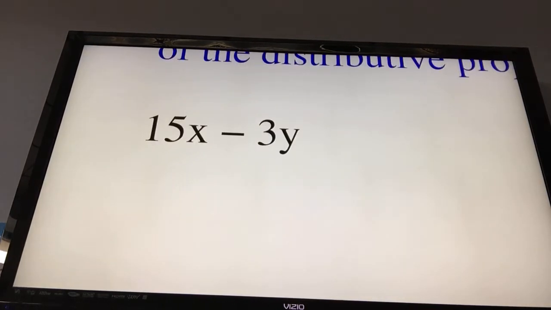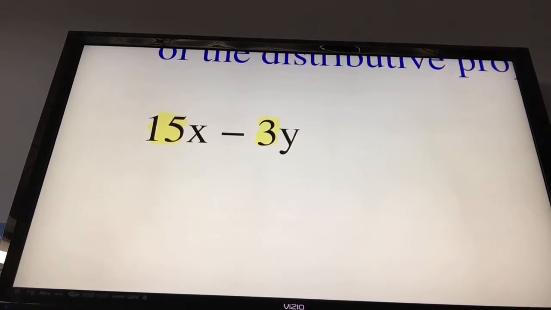So, first question. I'm first looking at my coefficients. Is there a number that divides both into 15 and into 3? It is not 5, but you did the division already. 5 is not the common factor. Look at it again. 3 is the common factor, because 3 goes into 3 and 3. You did the division already. You did 3 goes into 15 5 times. Your brain went one step ahead. Okay? So my common factor is 3.